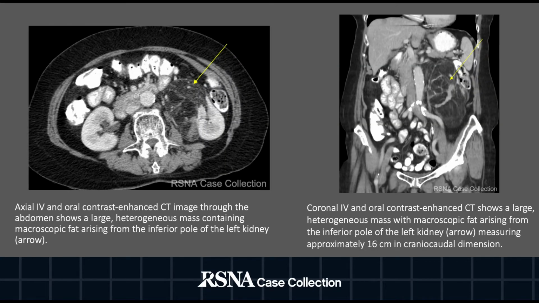Shown here are axial and coronal IV and oral contrast-enhanced CT images through the abdomen, demonstrating a large, heterogeneous mass containing macroscopic fat arising from the inferior pole of the left kidney, denoted by the yellow arrows. It measures approximately 16 centimeters in craniocaudal dimension.